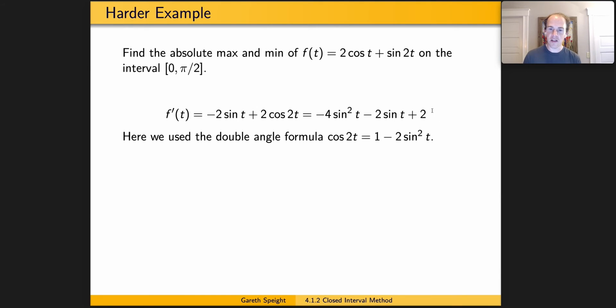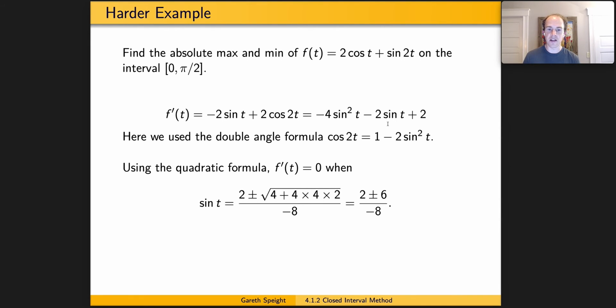Okay, why did I want to write it this way? Well, this way it's a quadratic in sine t, right? So here I have minus 4 sine t all squared minus 2 sine t plus 2. For instance, if you were to let x equal sine t, you would have minus 4x squared minus 2x plus 2, right? You would have a quadratic equation involving x. So now we can actually solve this using the quadratic formula. Okay, so you can either make the substitution if you like, or just know that it's a quadratic in sine t.